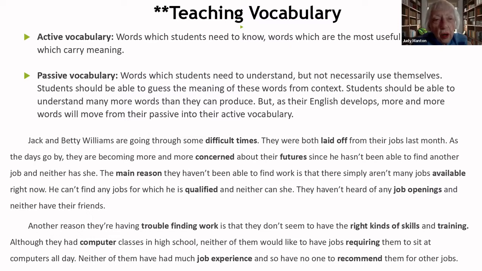Active vocabulary: words which students need to know, words which are the most useful to them, words which carry meaning. And the passive vocabulary: those are words which students need to understand, but not necessarily use themselves. Students should be able to guess the meaning of these words from context. Students should be able to understand many more words than they can produce. But as their English develops, more and more words will move from their passive into their active vocabulary.